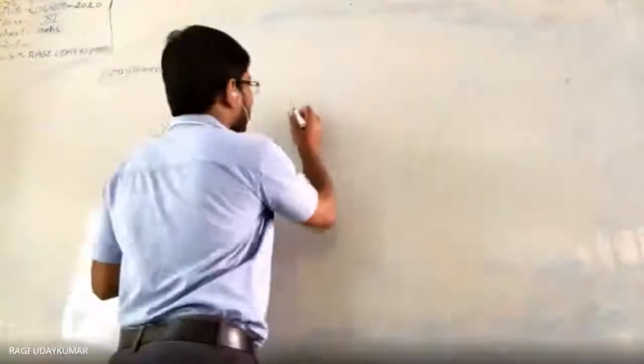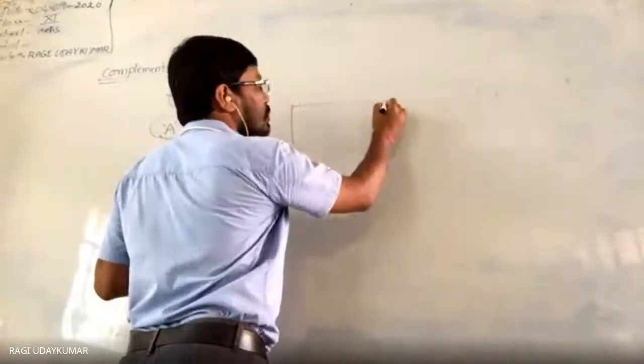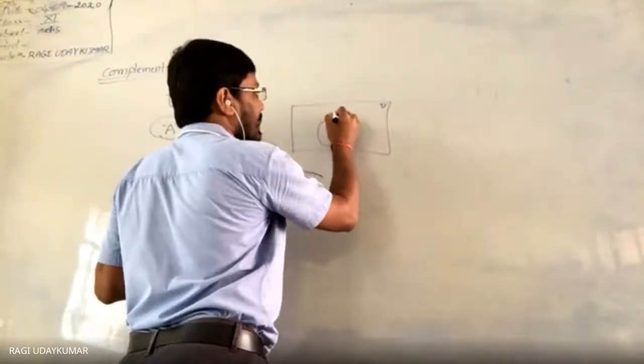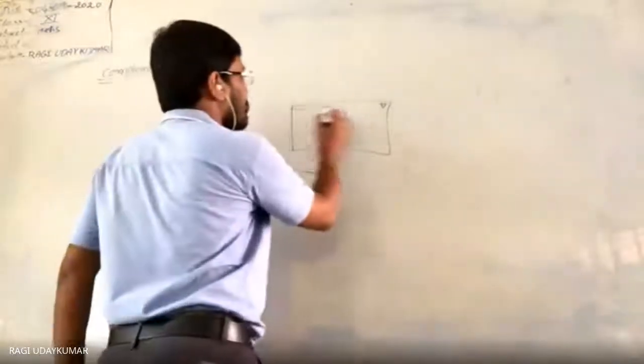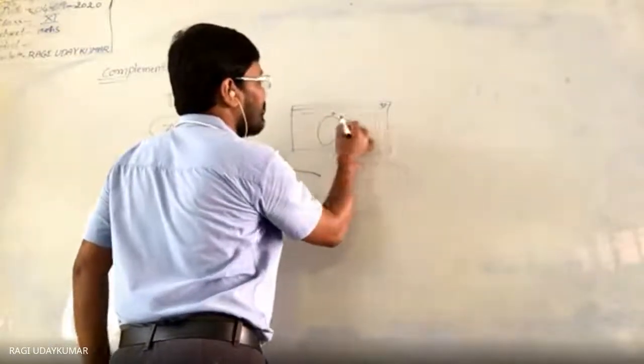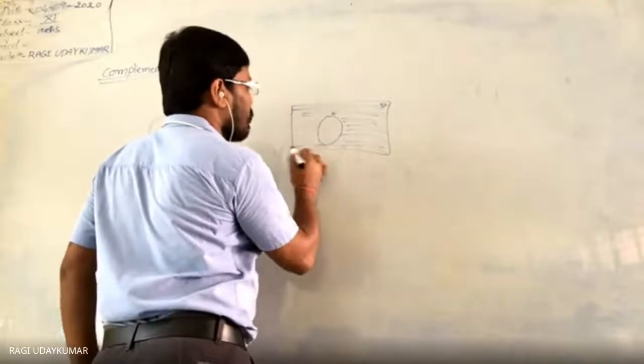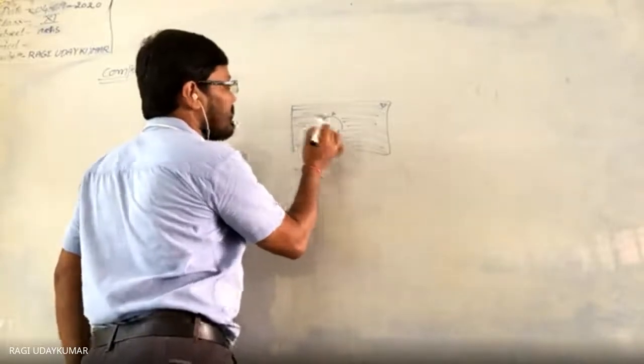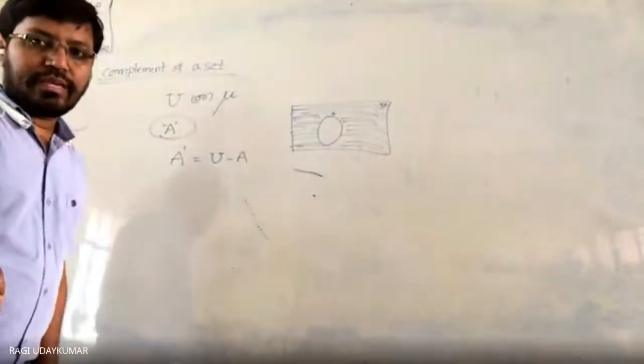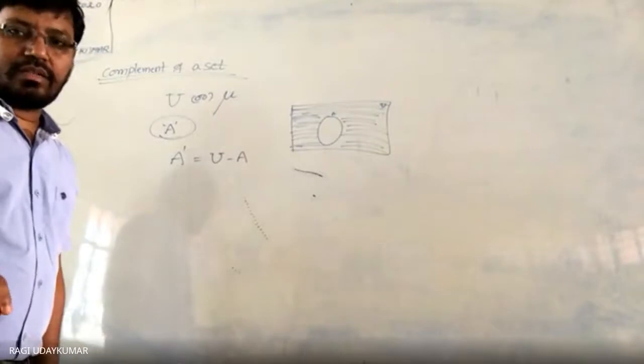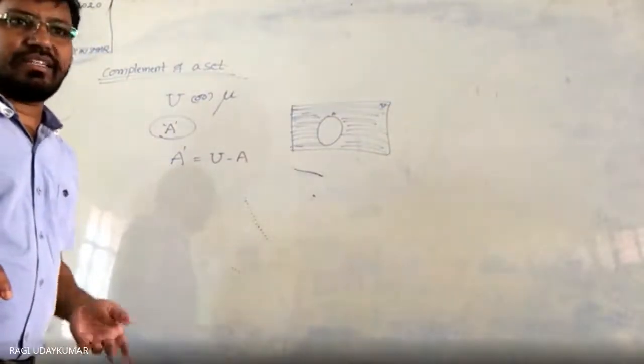Suppose if you consider a Venn diagram, this is U, the universal set. This is set A. A complement is nothing but this outside portion. This portion is A complement. So the complement of a set is very simple here.